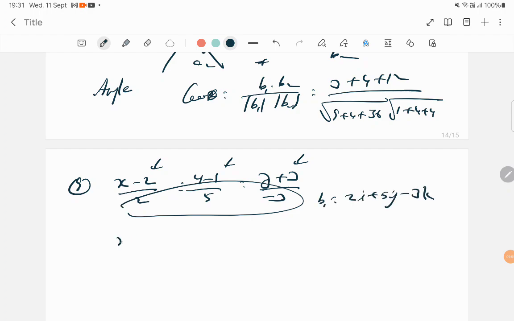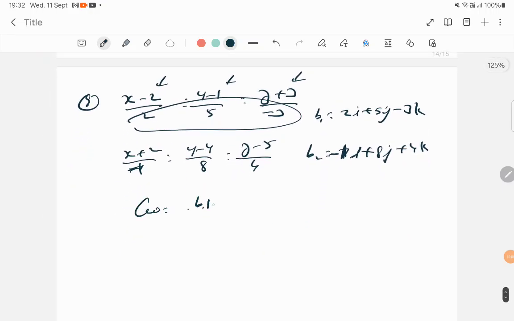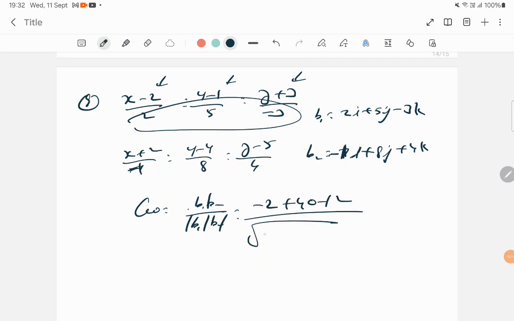The next line is (x plus 2)/(-1) = (y - 4)/8 = (z - 5)/4, in which I only need the direction, which is -1i + 8j + 4k. And you need cos theta, it's b1 vector dot b2 vector by magnitude of b1 into magnitude of b2. Dotted, it's -2 + 40 - 12 by magnitude of the first vector b1, which is 4 + 25 + 9, and the magnitude of the second one is 1 + 64 + 16. Just do this and write cos inverse.